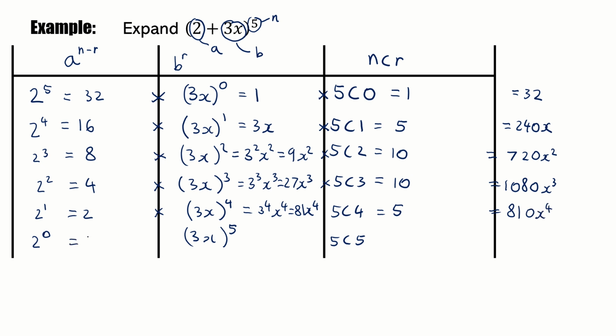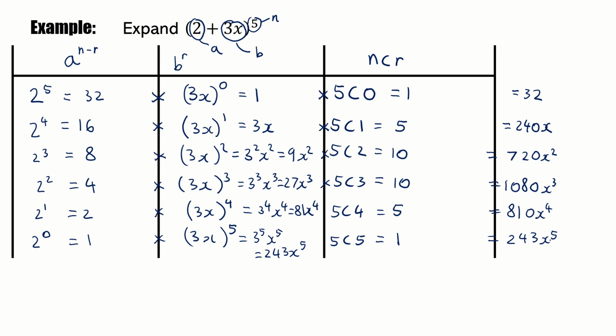And then lastly, 2 to the power 0 is 1. 3x to the power 5 is 3 to the power 5, x to the power 5, which is 243x to the power 5, getting pretty big now. And then 5c5 is luckily just 1. So therefore, the final term in the expansion is 243x to the power 5.